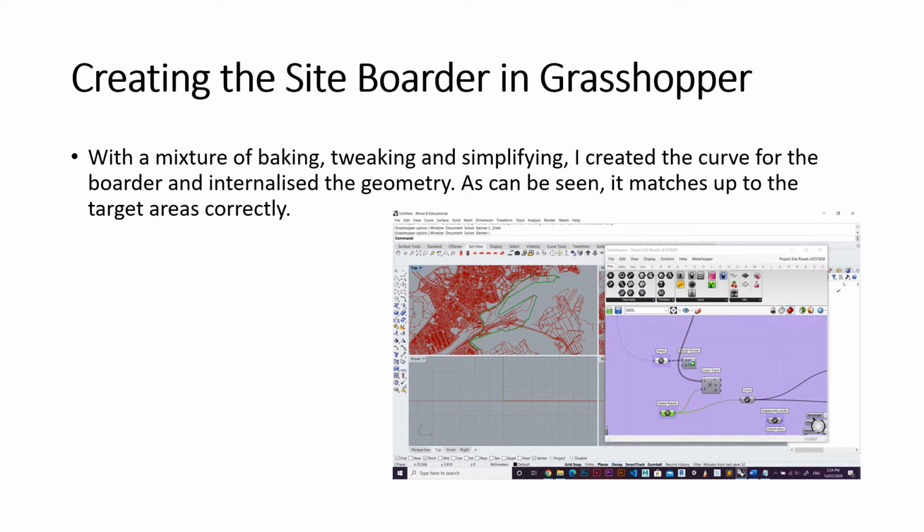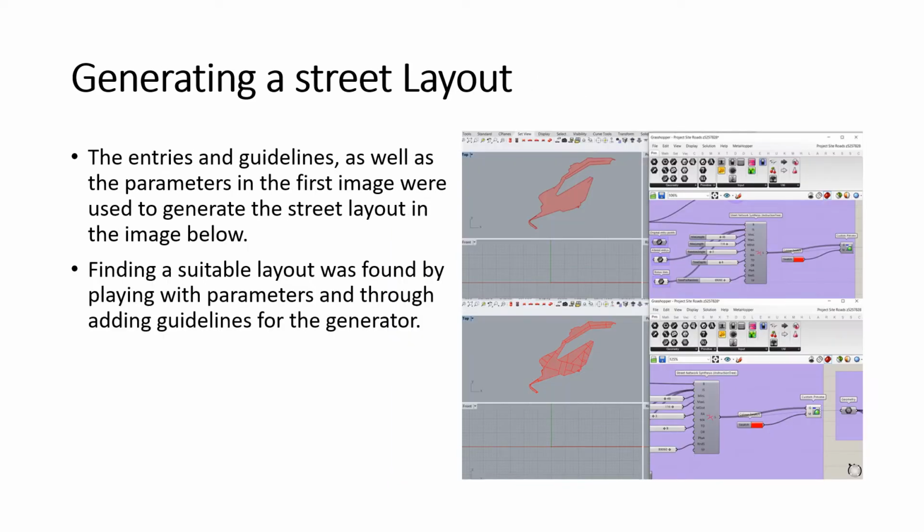Then, with a mixture of baking, tweaking, and simplifying, I created the border for the site. Through using entries and guidelines, as well as parameters, I was able to generate the street layout below. To find a suitable one, what I had to do was mess around with the parameters and find one that was suitable for my case.